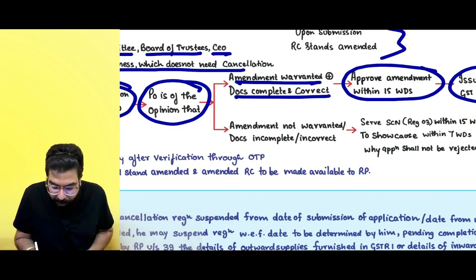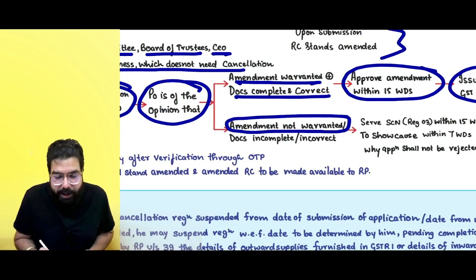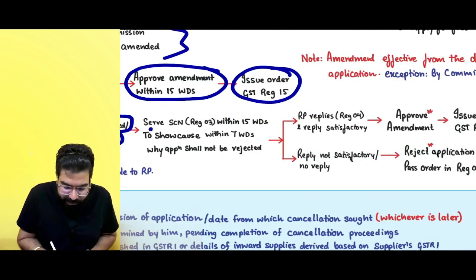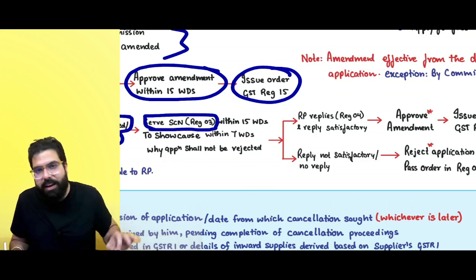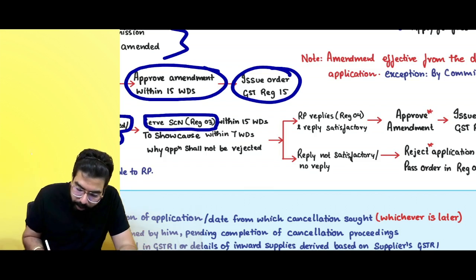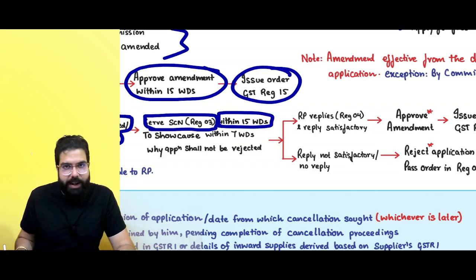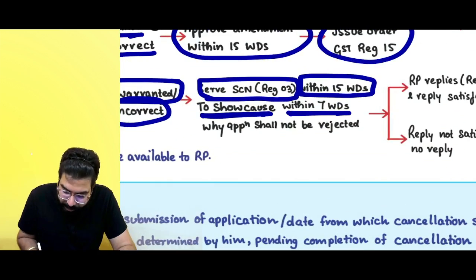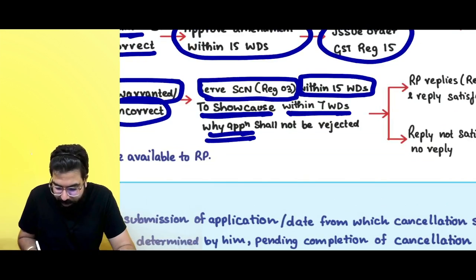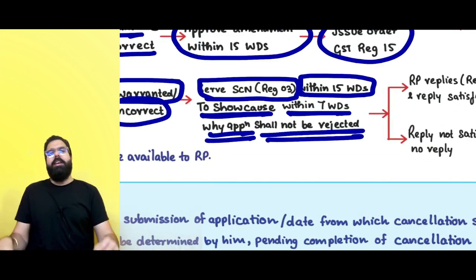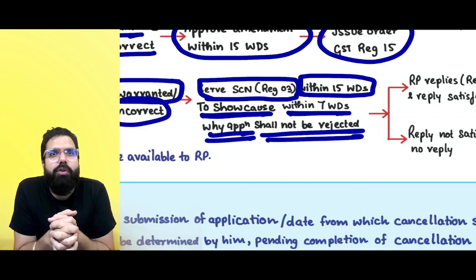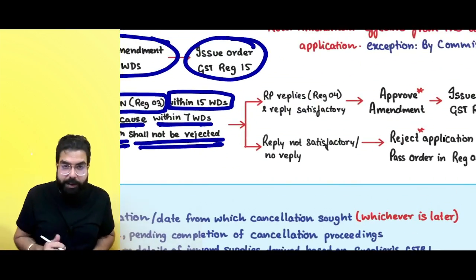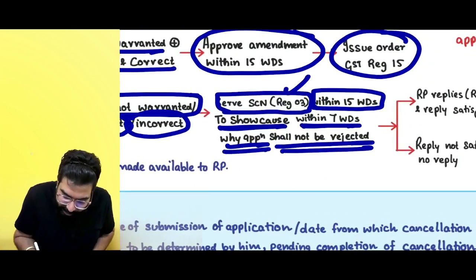Sir, what if the proper officer finds some deficiency? If the proper officer feels that the amendment is not warranted, or the documents are incomplete or incorrect, then he will serve a show cause notice in GST REG 03 within 15 working days. And he will ask you to show cause within 7 working days why the application shall not be rejected. He will ask you why I should not reject your application. Okay, sir, point is clear. Now, he will give you a REG 03.